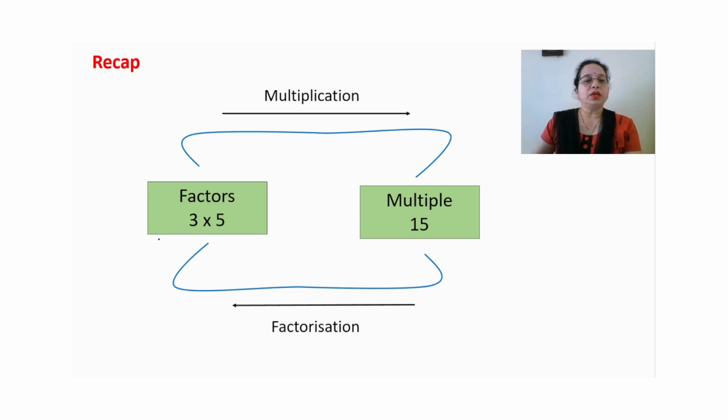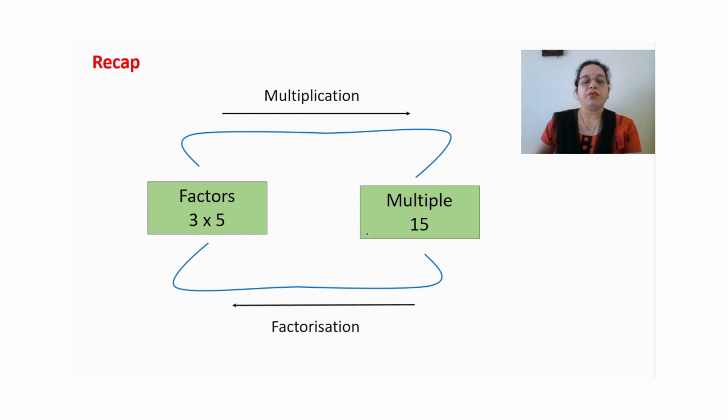So let us recap factors and multiples that we have studied in grade 6. So 3 multiplied by 5 will give you 15. 3 fives are 15. So these 3 and 5 are known as factors of 15. 3 is a factor of 15. 5 is a factor of 15. Now 15 is known as a multiple. So 15 is the multiple of 3. 15 is the multiple of 5.